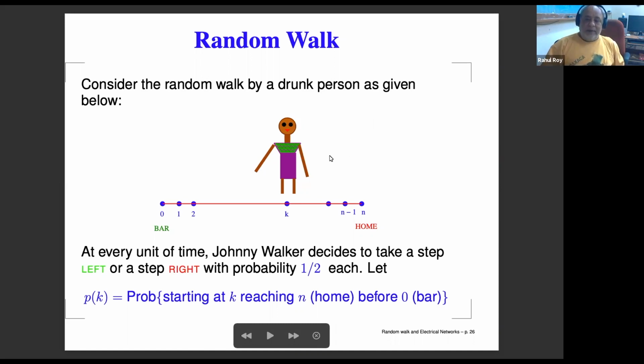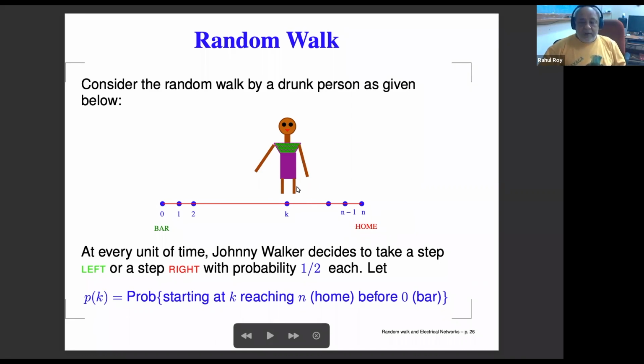Okay. So Johnny Walker decides to take a step to the left, so from k to k minus 1, or a step to the right from k to k plus 1 with probability half each, and does this every time independent of what he had done in the previous step. Okay. And let's say on this line, 0 represents the bar where Johnny Walker had his drink and now is walking, and n is his home.